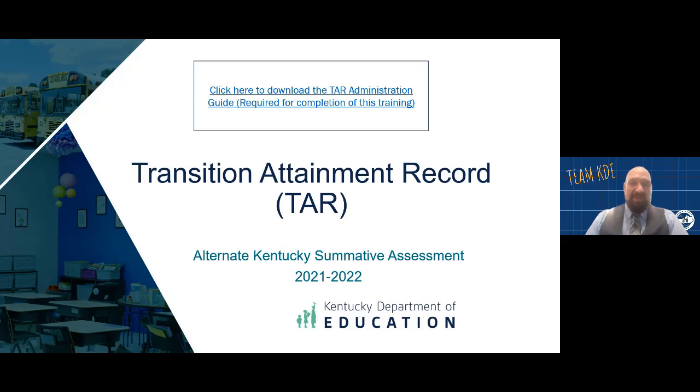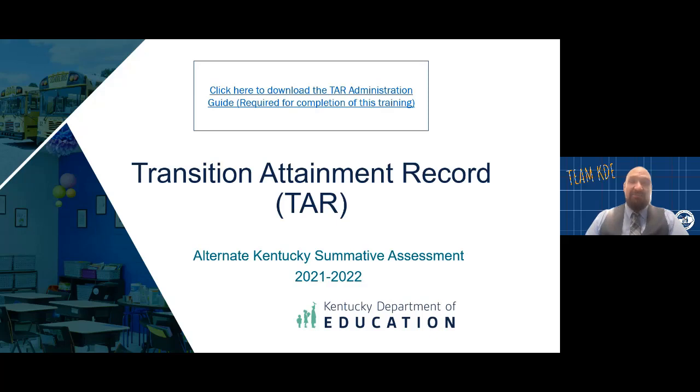Before we begin, it is important to note that we are in a transition year with the alternate assessment. The first thing you will notice is that the name has changed. The alternate K-Prep is now known as the Alternate Kentucky Summative Assessment, to reflect the changes of all state tests. Further, the TAR is transitioning as well. If a student was a sophomore in 2020 or before, the benchmarks mentioned in this training do apply to the TAR that student will take.